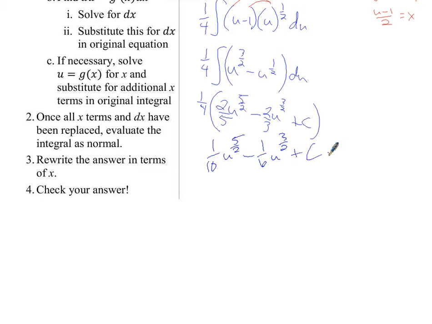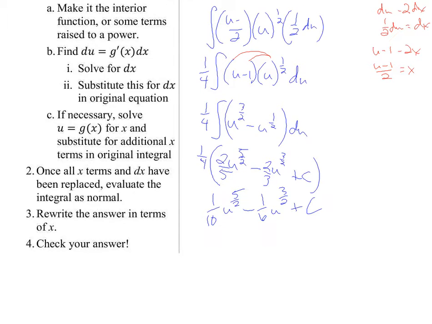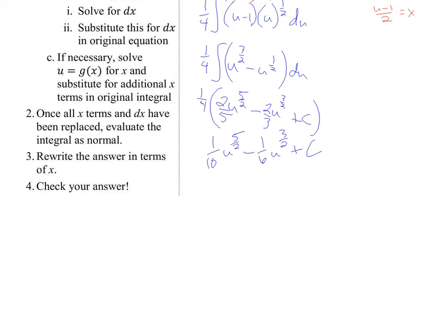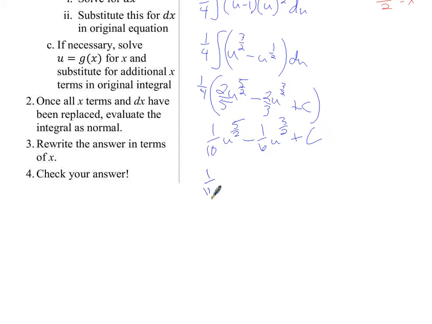Okay, so we back substitute. u was up here, 2x minus 1. So now we have 1/10 (2x minus 1) to the 5/2 minus 1/6 (2x minus 1) to the 3/2 plus c. Now what? That's it? There's nothing more to do?